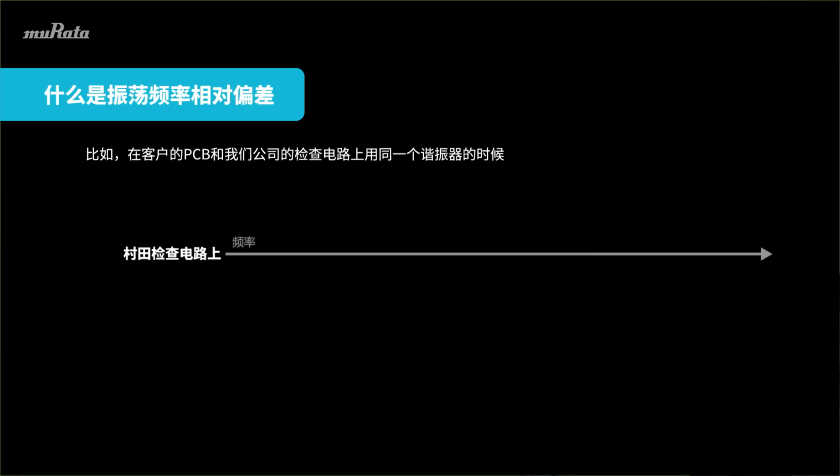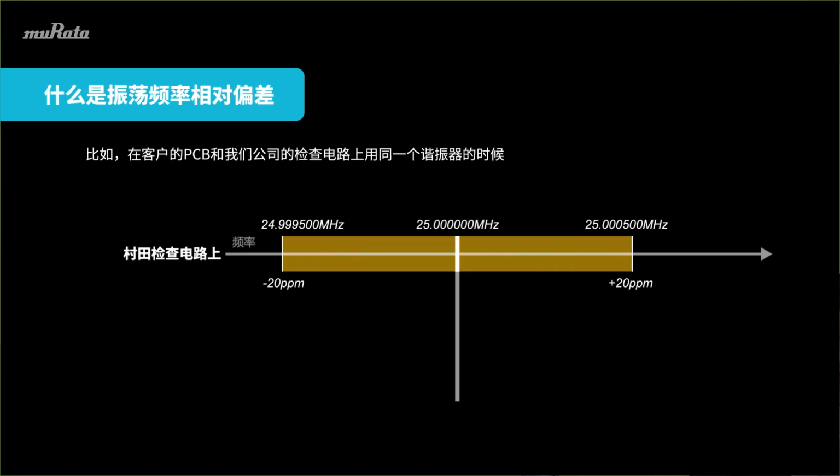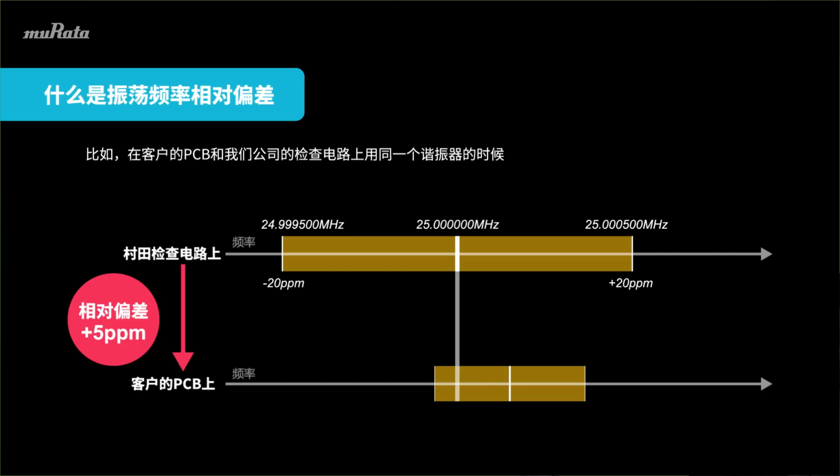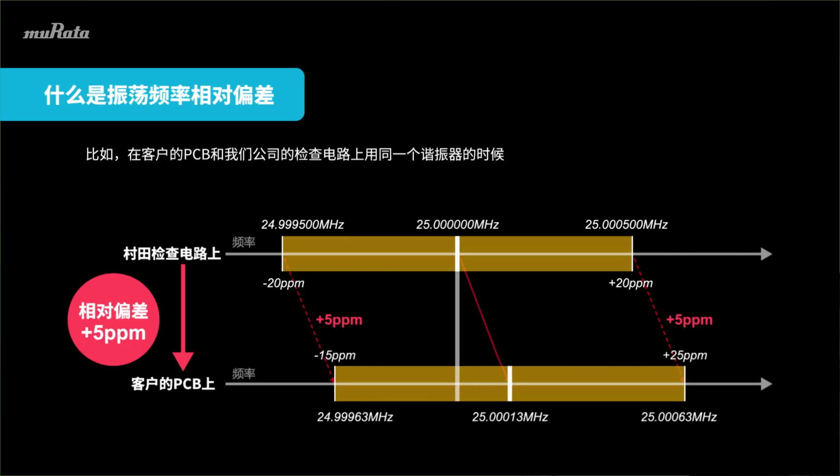Here are some examples based on previous slides. The crystal is within the tolerance of plus minus 20 ppm, centered on 25 MHz for our test circuit. If the correlation difference between our test circuit and the customer's board is plus 5 ppm as shown in the figure, the center 25 MHz has a frequency tolerance shifted 5 ppm to the plus side. This may exceed the specified value of the customer's request.